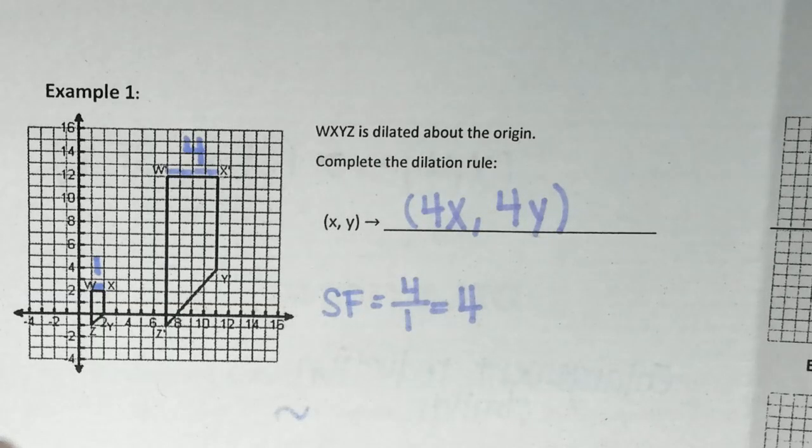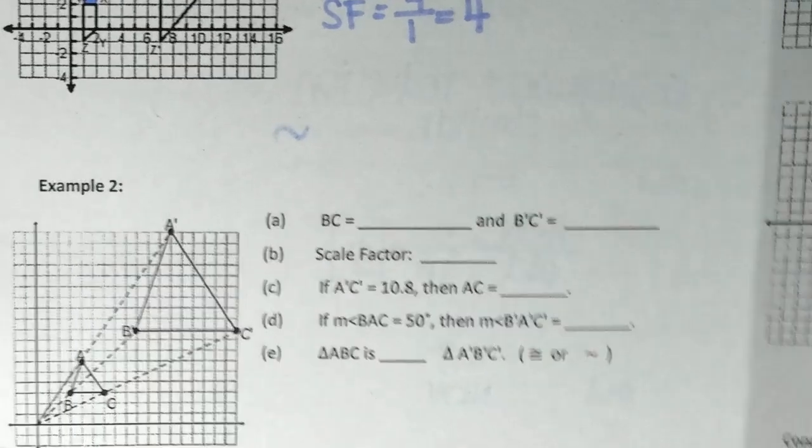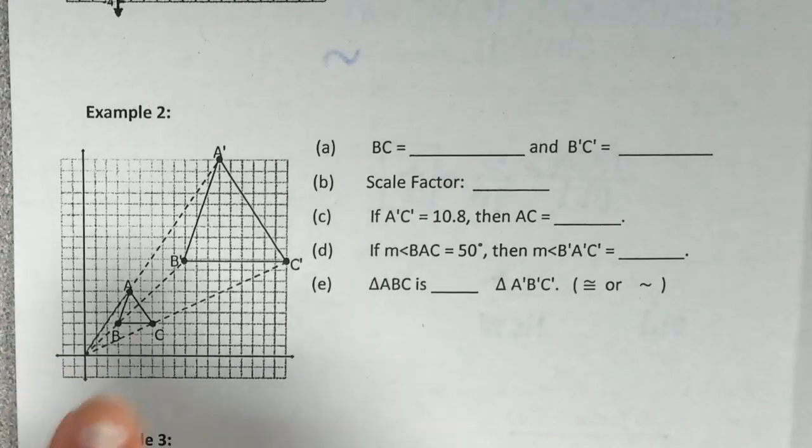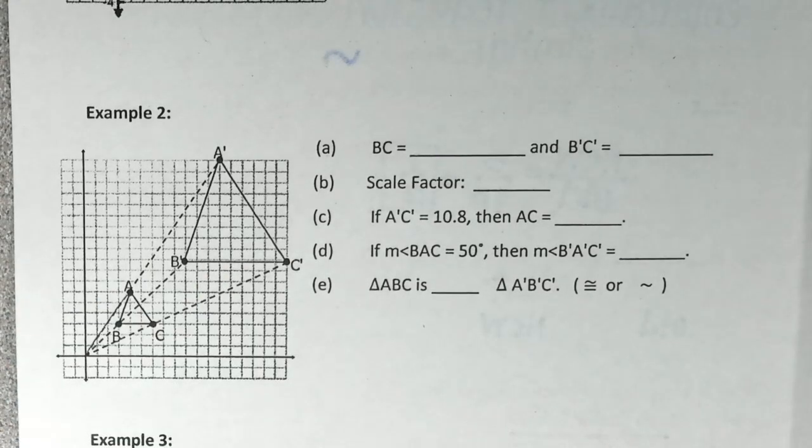Any other questions? All right, I want you to attempt example 2 on your own. Go. Look at the primes. You're looking at the 2 different triangles. Everybody in here is doing example 2. Go. Example 2.